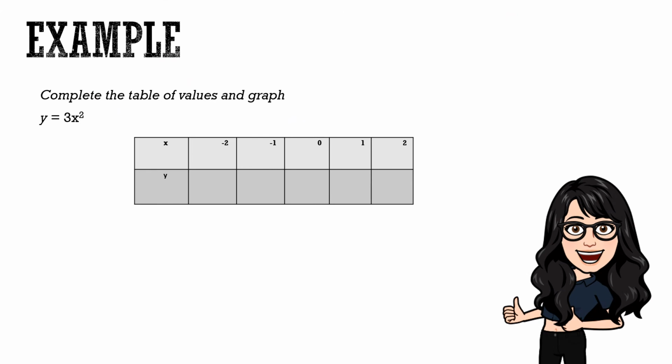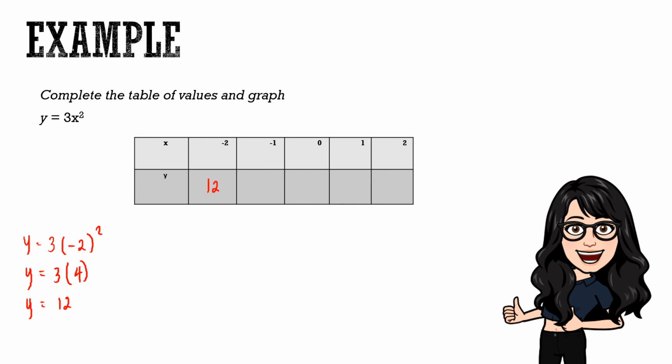Let's have example number 2. Let's complete the table of values and graph given y equals 3x squared. The same procedure will be applied. We will just simply substitute each value of x into the original equation, which is y equals 3x squared. If x is negative 2, what will be the value of y? So we have y equals 3 times negative 2 squared. Multiplying negative 2 by itself will give us a product of 4. So we have now y equals 3 multiplied by 4, which is 12.